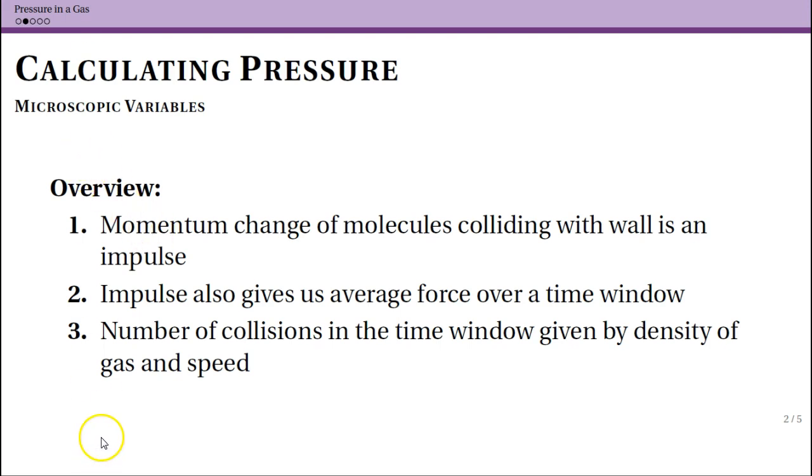So I want to give an overview before we jump in because it's spread out over multiple slides. First, we're going to look at the momentum change of molecules. And remember that momentum change is also an impulse. Impulse allows us to actually think about average force over a time window. And time window is going to relate to density of gas and the speed they're moving. So by doing this, we can actually then relate the area of the wall of our box itself to the force and get pressure from that.